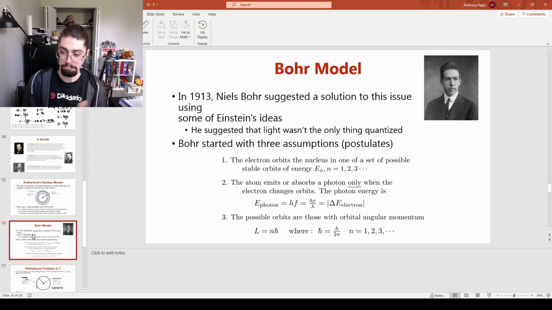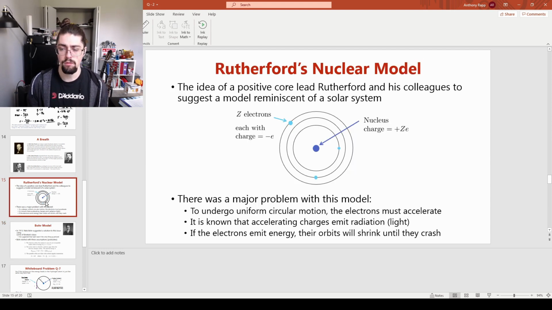But what if, just maybe, we could patch this up in some way? What if we said that electrons can only have certain energies in the first place? What if this orbiting idea, they can't just orbit anywhere? What if they're only allowed to be in very particular places?